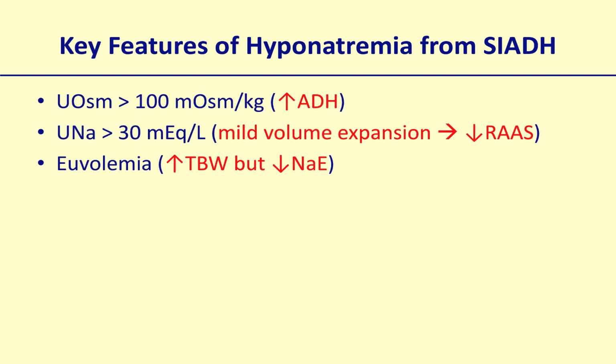So what are the key features of hyponatremia from SIADH? The urine osmolarity will be more than 100 because there is too much ADH. Because these patients have compensatory natriuresis from mild volume expansion, the urine sodium will be high, more than 30, and they will be euvolemic clinically. Total body water is high but total body sodium is low, so at the end they cancel each other out. They are euvolemic clinically.